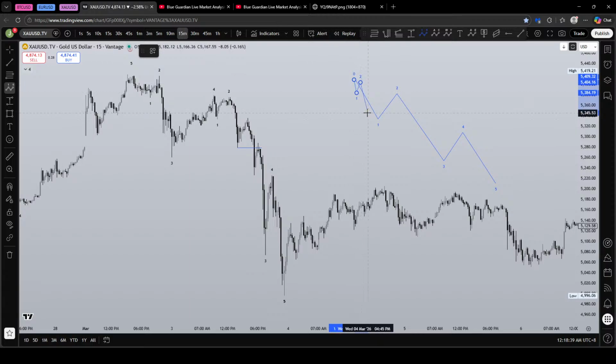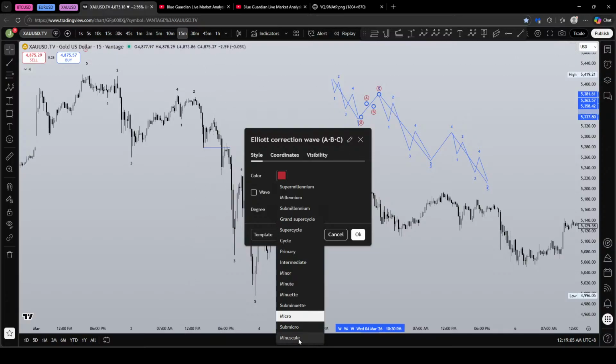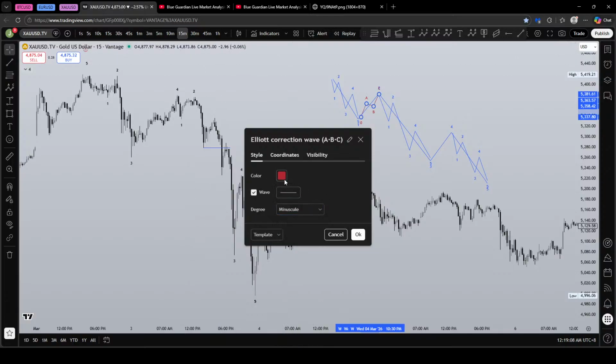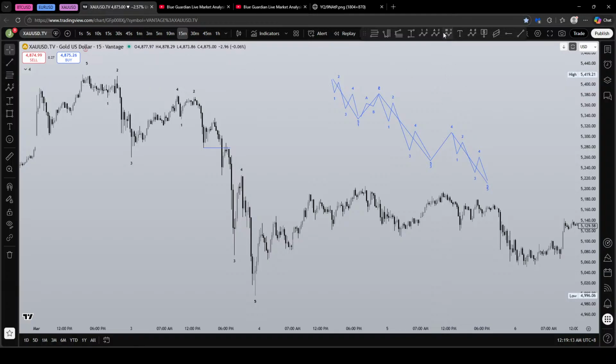We have one, 2, 3, 4, 5, and then another five waves for wave 3, and then another five waves for wave 5. Now, there are cases that, by the way, for wave 2 and wave 4, we can use the basic correction, which is the ABC. So this is an example of an impulse motive wave.